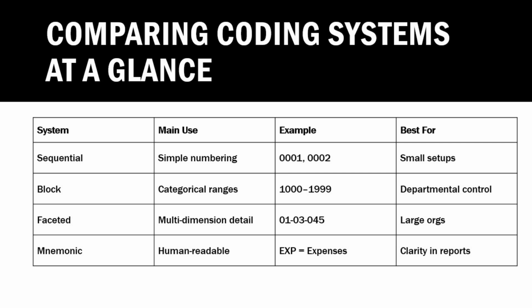Mnemonic codes. These use letters to make the code meaningful for humans. For example, EXP for expenses, REV for revenue, HR for human resources. Mnemonic codes are easier for staff to recognize quickly when entering or reviewing transactions. The big picture. Sequential is simplest. Block improves structure. Facet gives multidimensional control. Mnemonic improves human readability. That's the link between accounting theory and real ERP systems.